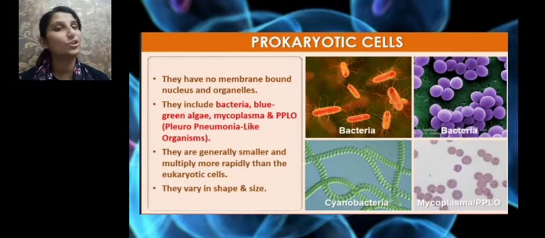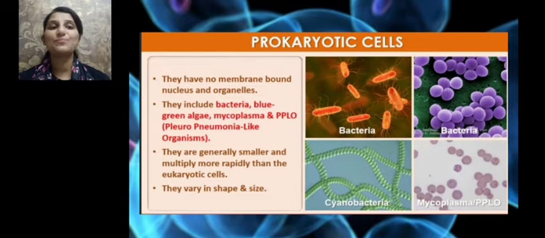And what are the peculiarities of a prokaryotic cell? They have no membrane-bound nucleus and organelles. They lack a membrane-bound nucleus and organelles, and that is the first basic criterion of a prokaryotic cell. And which organisms are prokaryotic? Bacteria, the BG or blue-green algae, mycoplasma, and PPLO, that is pleuropneumonia-like organisms. All these are the prokaryotes, namely bacteria, blue-green algae, mycoplasma, and PPLO.